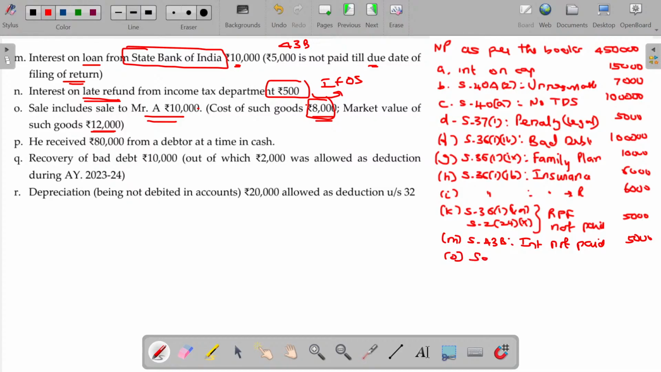Now, sales to oneself, sales to the owner, drawings, should be recorded at cost. Because of this reason, the excess revenue of 2,000 should be removed. Automatically, profit will be decreasing. Minus 2,000.